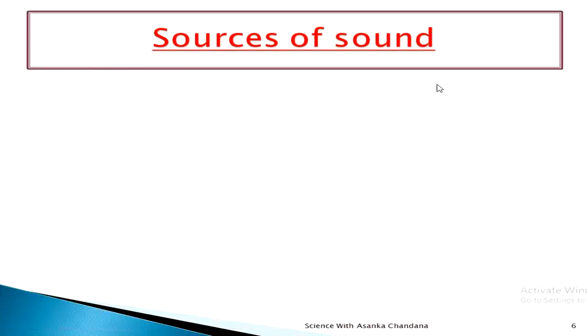Then we will go to our next topic, sources of sound. In our previous lessons on energy, we learnt about the sources of energy, which are the resources that can produce energy. After that, in unit 5, on light and seeing, we learnt about the sources of light, which means the resources that emit light. In the sound lesson, we have to learn what the sources of sound are.